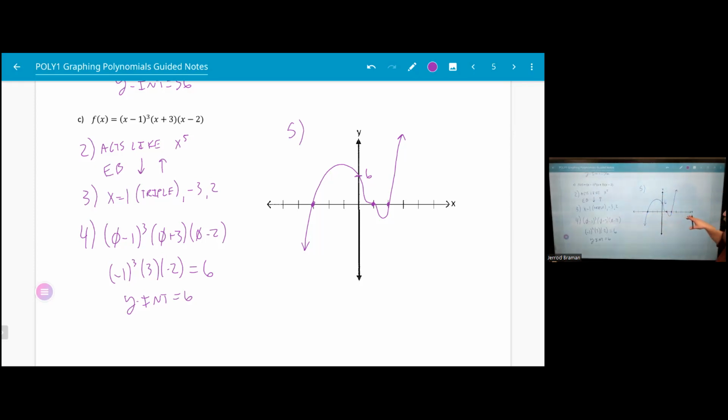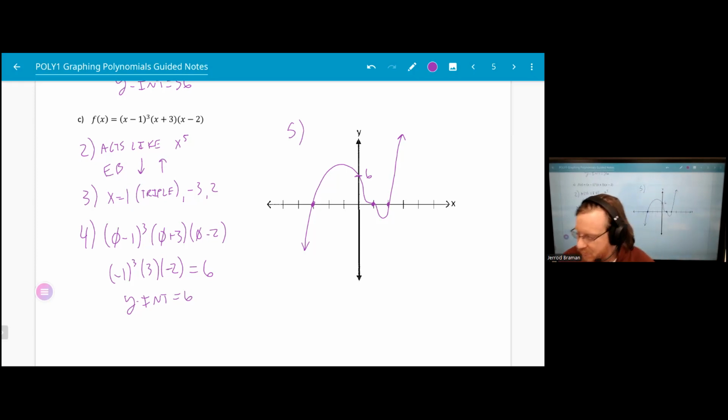So I've laid out those points. My y-intercept ends up being 6 as I multiply through. I've got -1 cubed, which is -1, times 3 times -2, gives me a positive 6, and that makes sense over here. I came through my single root of -3. I did my little inflection of my triple root at 1, and I did my coming back through my single root at 2. Matches my end behavior, exactly what I'm going for. All right, I'm feeling good about this.